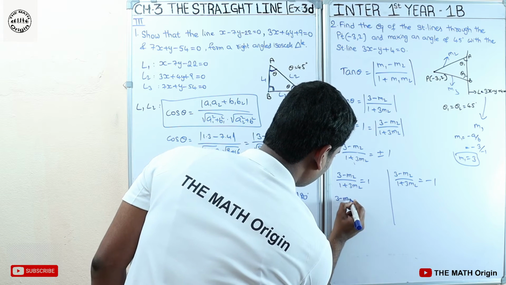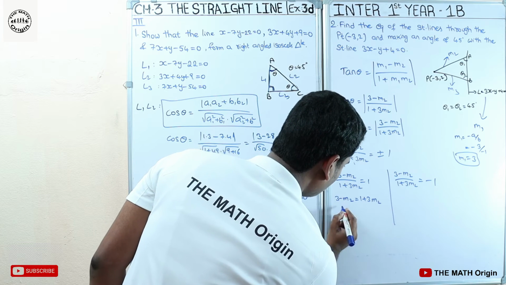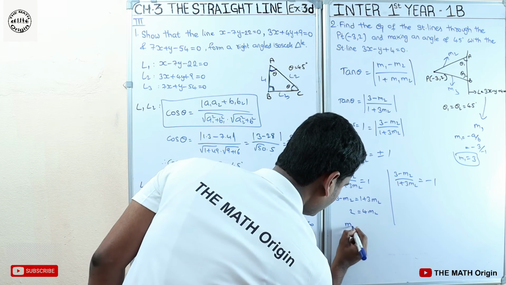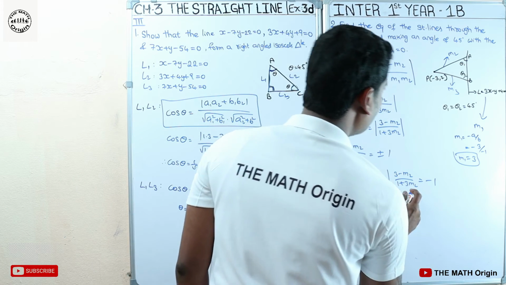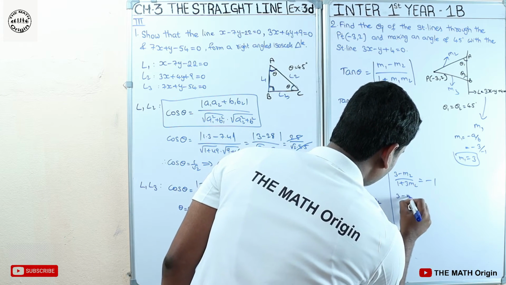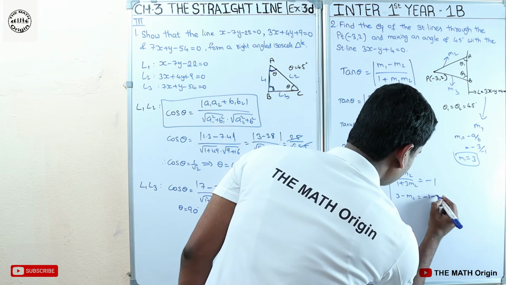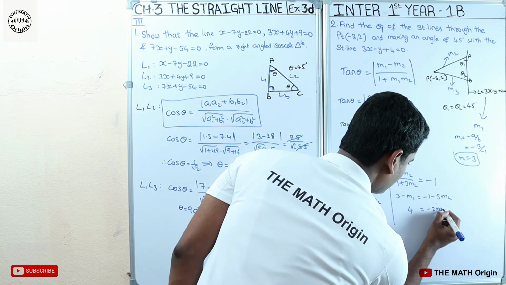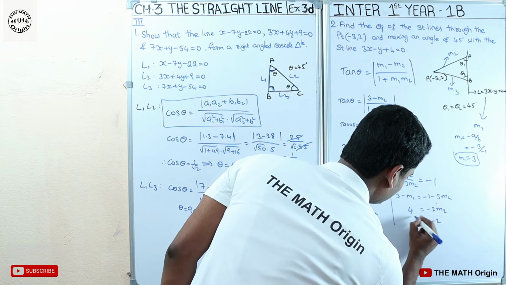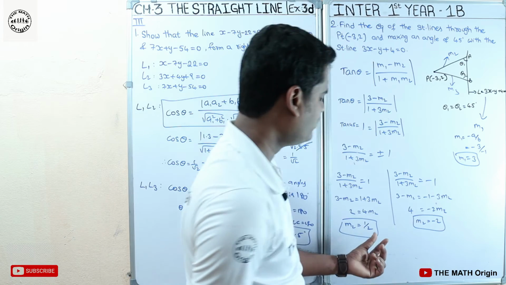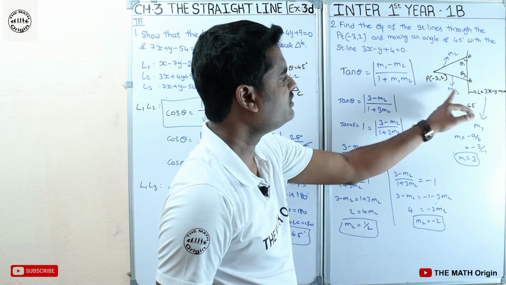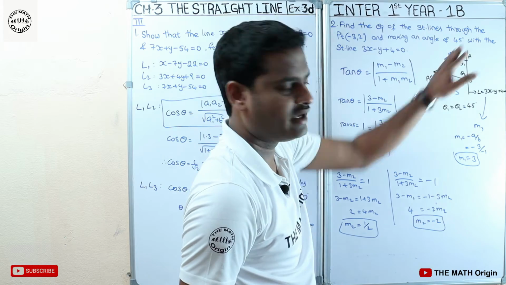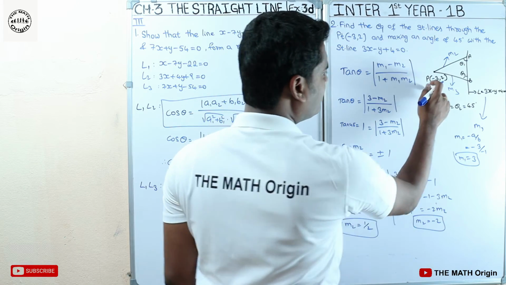From this, 3 minus m2 equals 1 plus 3m2. So I move the m2 here: 4m2 equals 3 minus 1, which is 2. m2 equals 1 by 2. And the other equation is 3 minus m2 equals minus 1 minus 3m2. Moving terms, m2 equals minus 2. So we have two values for m2, and we will get the same values for m3 also. One slope, half, is for one line and minus 2 is for the other line, which have a common point P.